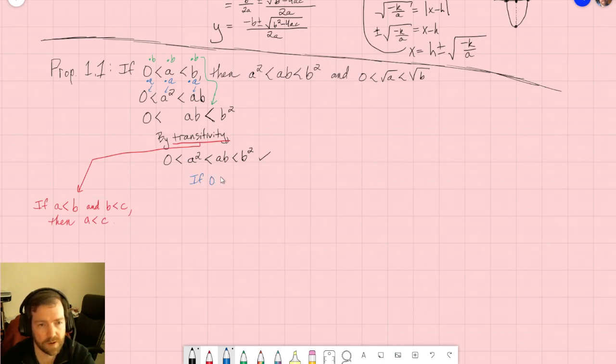If 0 is less than a is less than b, then a squared is less than ab is less than b squared.